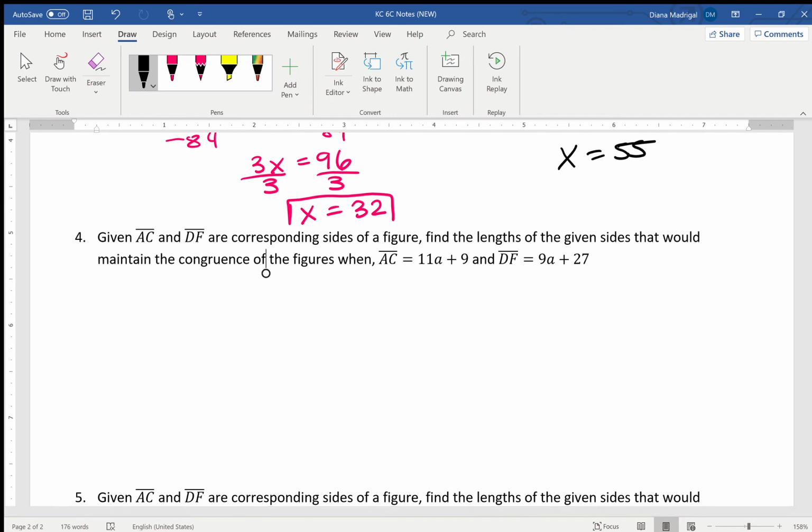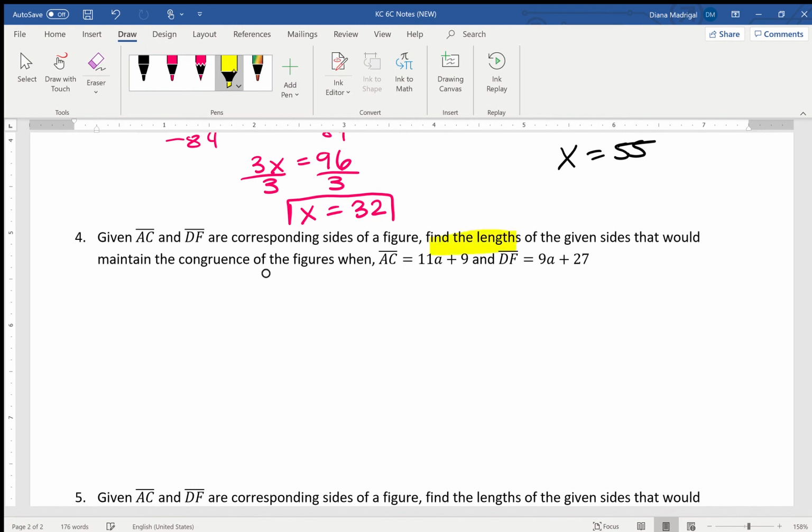people don't read the question right. Okay, it says given that line AC and line DF are corresponding sides of a figure, find the length of the given sides that will maintain the congruence of the figures when line AC equals 11A plus 9 and line DF equals 9A plus 27. Your question is find the length. Okay, so that's the question.